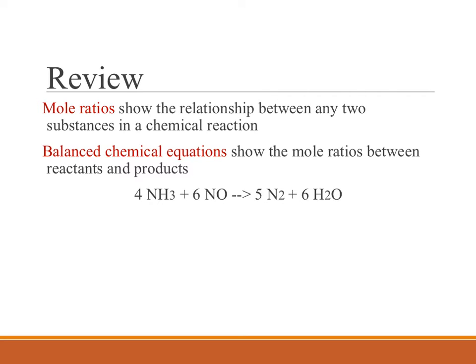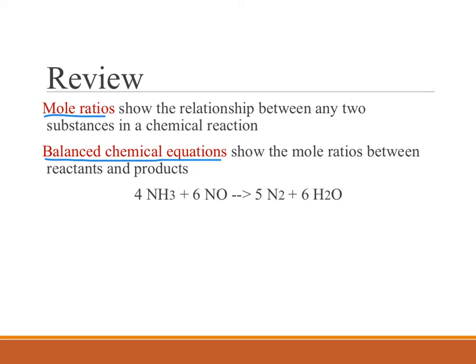Remember, as we've been doing stoichiometry calculations, we've been focusing on mole ratios. And mole ratios are showing us the proportional relationship between any two substances in a chemical reaction. In order to determine mole ratios, you have to start with a balanced chemical equation because that is showing you the perfect recipe for putting together the reactants to get to the perfect amount of products.